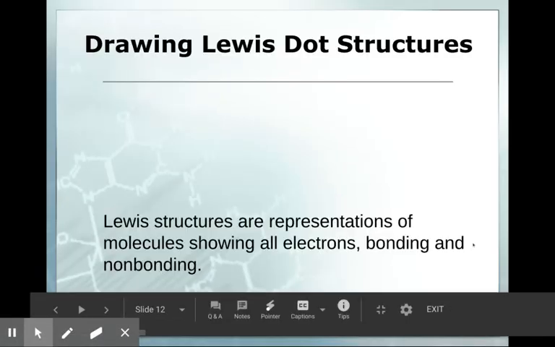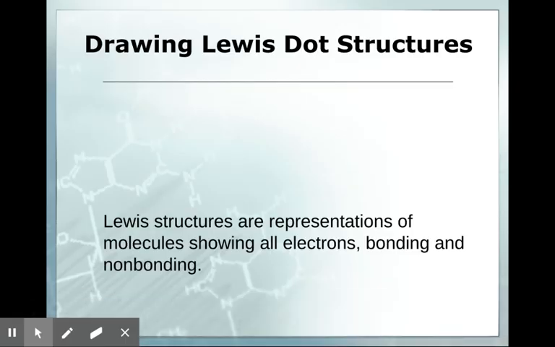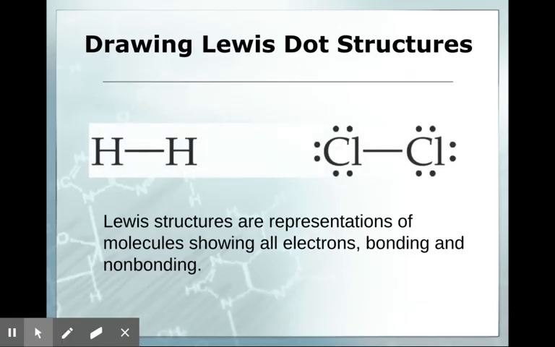Welcome back. Today we're going to be looking at how to draw simple Lewis dot structures. So we are going to get started. This lesson is probably the most important lesson of chapter 8 because if you don't know how to draw a Lewis structure, everything else is going to be a struggle. So definitely really important concepts that we're going to see today.